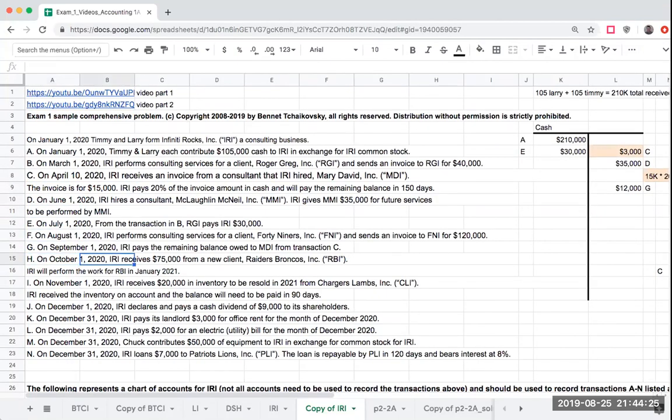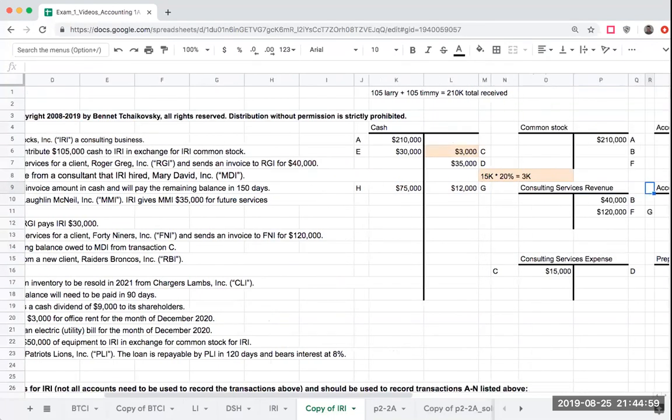Okay. So on October 1st, 2020, I received $75,000 cash from a new client, Raiders Broncos, Inc. I will perform the work for Raiders Broncos in January of 2021. Let's do the easy part first. What's happening to cash? Is it going up or down? Up. Cash is going up by $75,000, so I'm going to be doing that with a debit. So right over here, this is going to be letter H.